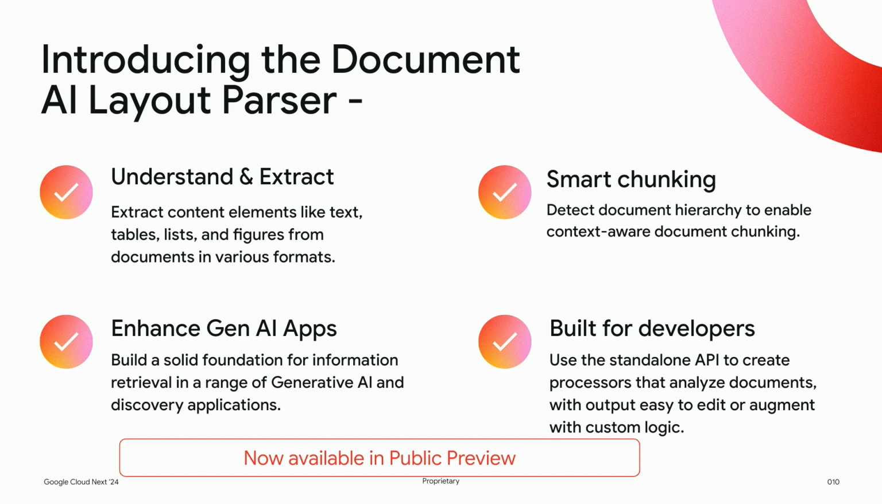So our new layout parser is part of our document AI suite. It parses documents from different formats and extracts the relevant structural elements, understands the full structure of the document, and it comes together with a chunking functionality that is able to do smart chunking in the sense that it produces chunks that are aware of the document structure and the document hierarchy. And you can use it as a building block because you can consume the output of this parser and build your own specialized processors on top of this.